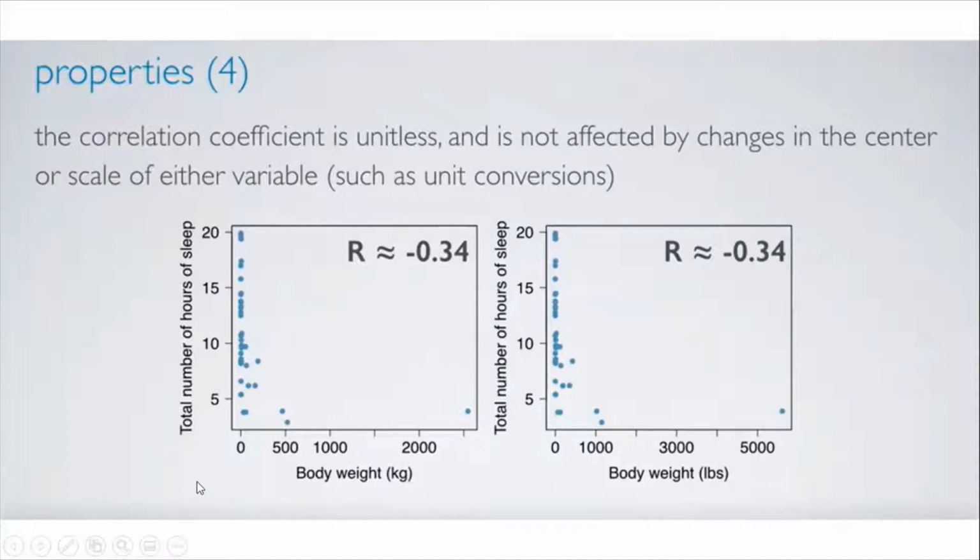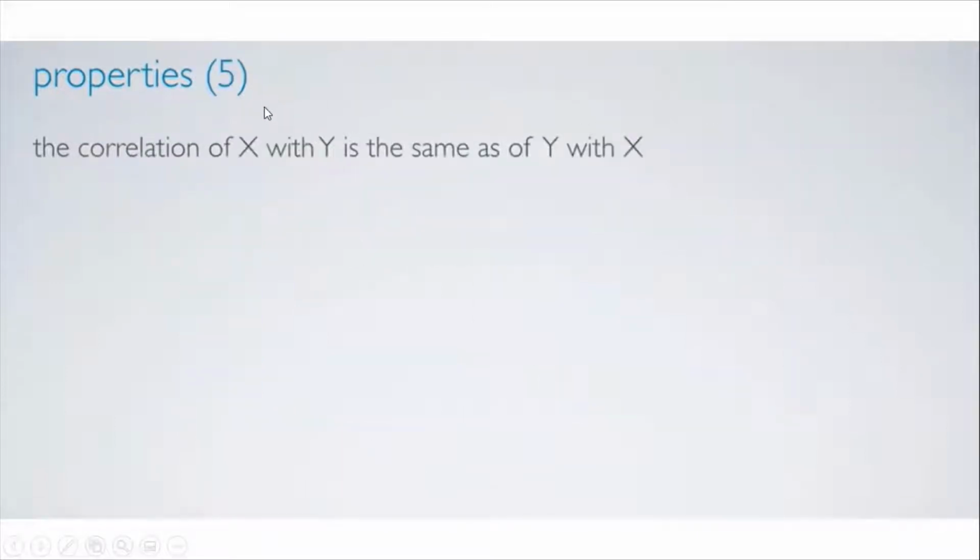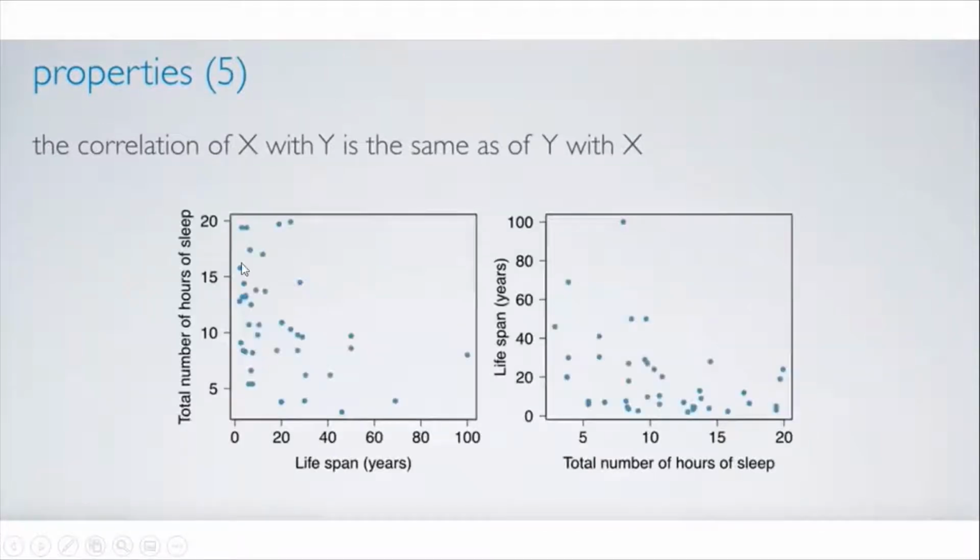Without the labels, the plots are fairly the same, but the marks are different. The scales are different on the x-axis. Fifth, the correlation of X and Y is the same as Y and X. So if you switch the axes, it will give you the same correlation. It doesn't matter.